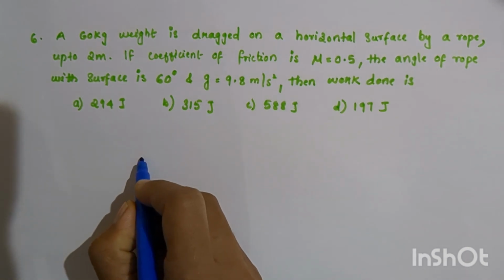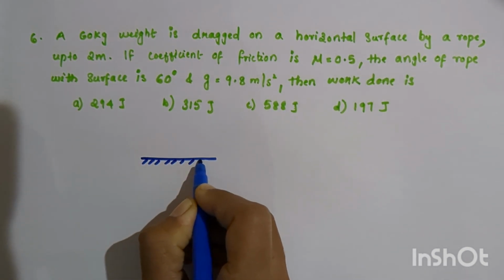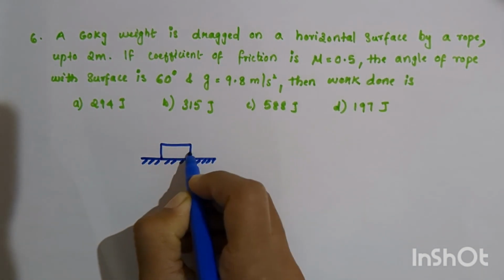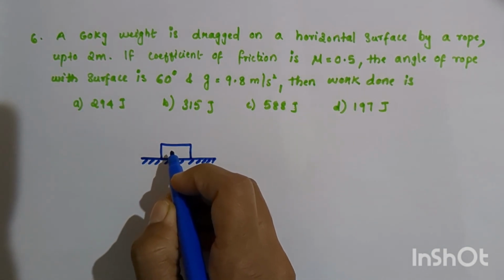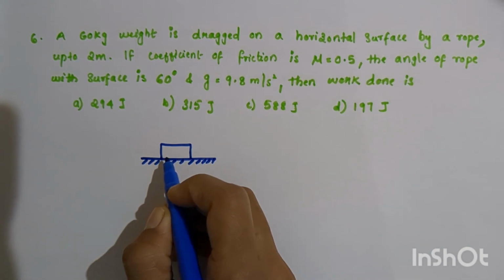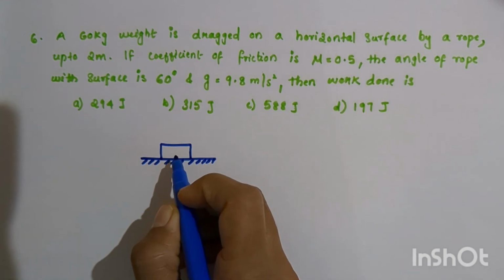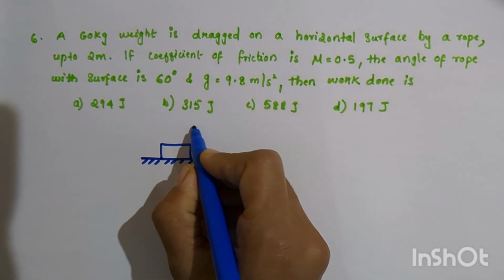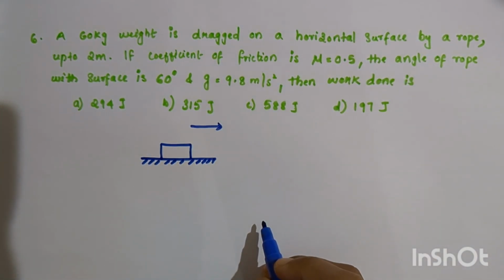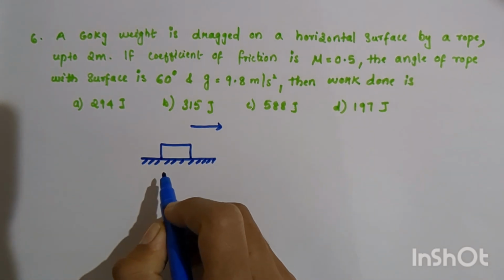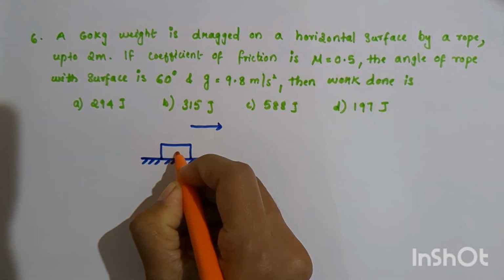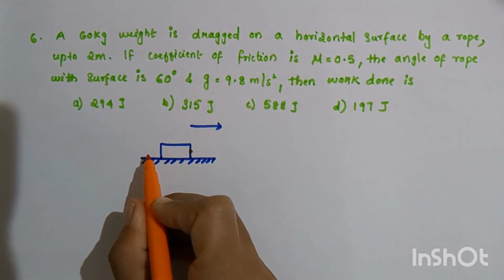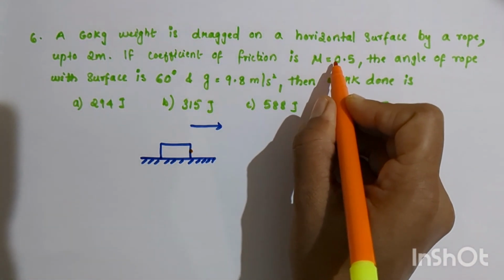So let us consider a horizontal surface. Let this be the horizontal surface. There is a 60 kilogram weight. So suppose this box has a mass of 60 kilogram. It is dragged on a horizontal surface, so suppose it is dragged along this direction by a rope. There is a rope connected to this point, and you see the displacement is given as 2 meters, and the coefficient of friction is given as 0.5.